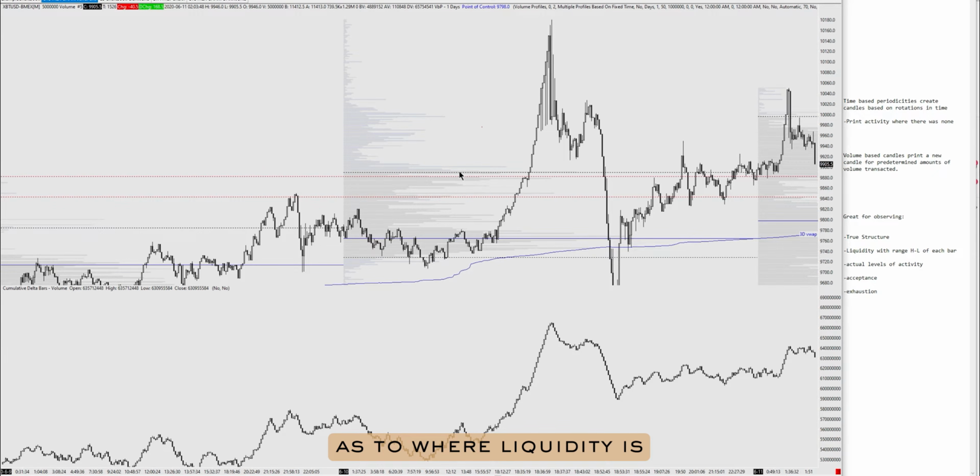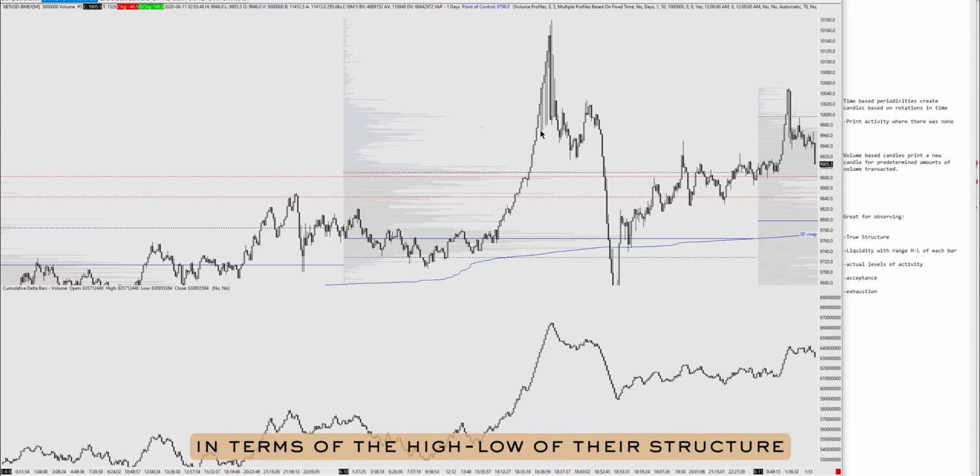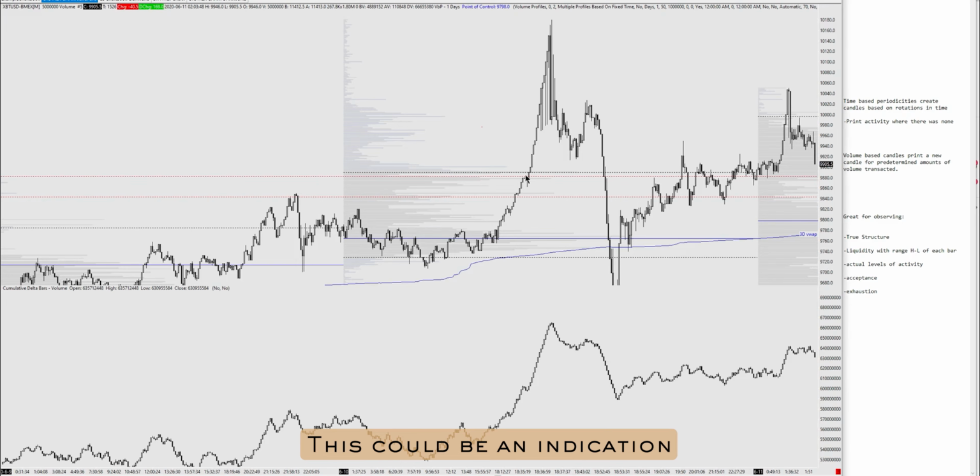Okay. The other benefit of looking at a volume-based periodicity is that it gives us an idea as to where liquidity is and where liquidity isn't. When you have a candle that is standardized based on volume and you have a candle that has a high range, so we're talking about the high-low, what that could indicate is a lack of liquidity. So when we see that price is moving through an area and there are only a few candlesticks and each of them is printed based on the same amount of volume, but they have a large range in terms of the high-low of their structure, this could be an indication of a lack of liquidity. Okay, a lack of liquidity, a lack of two-way activity.